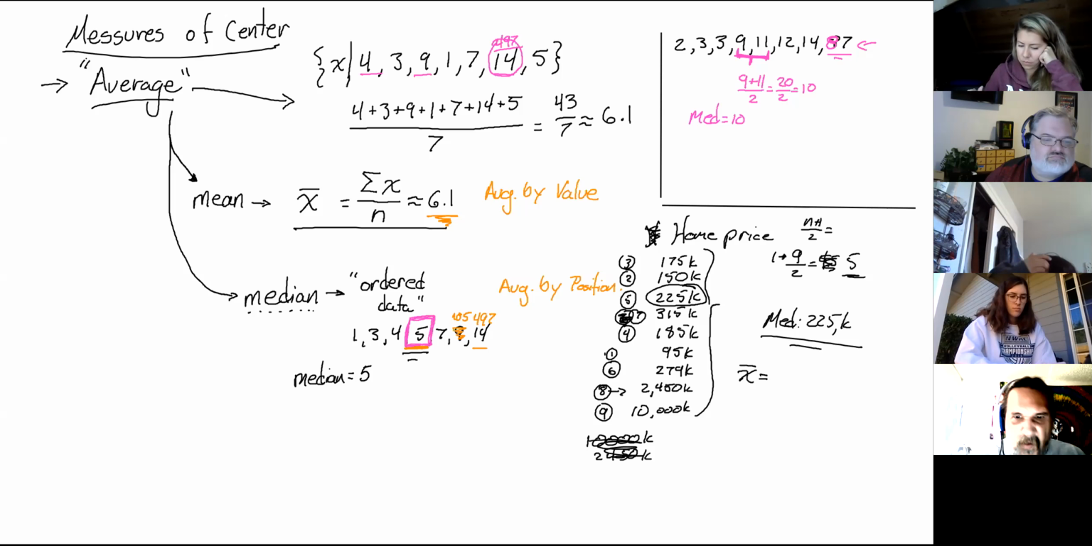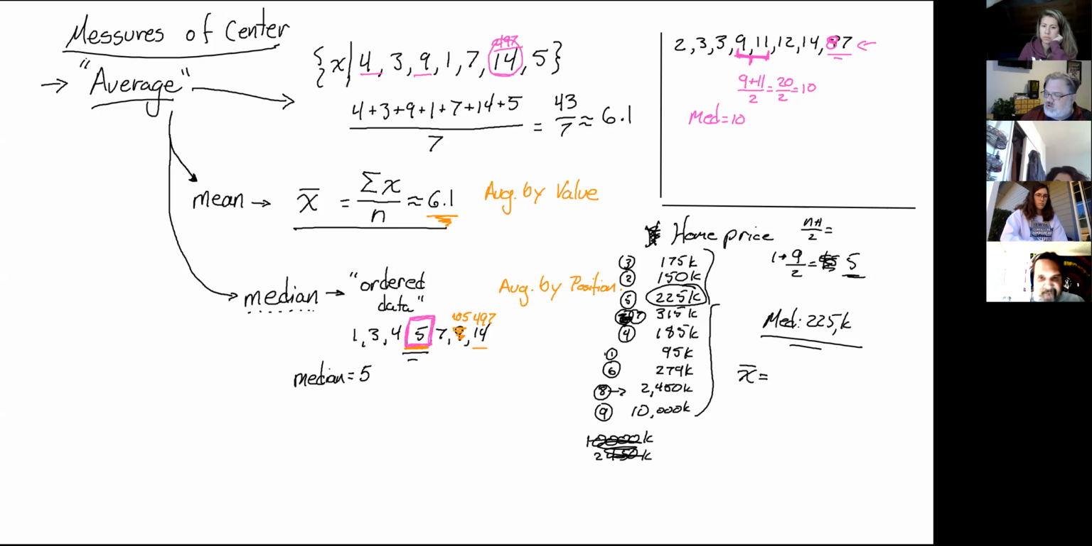What is number 8? 8 is 2450. If you need me to write larger, let me know and I'll try to get in the habit.